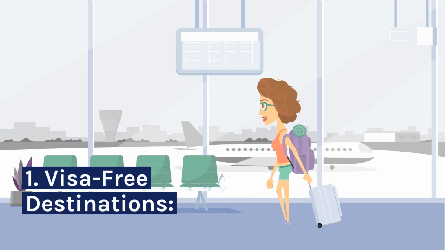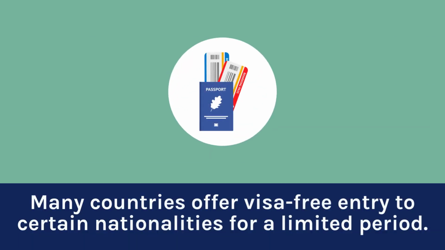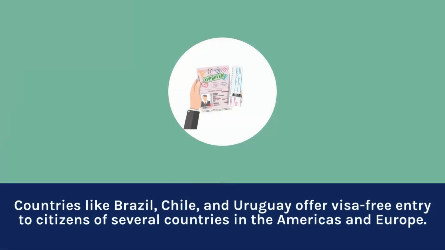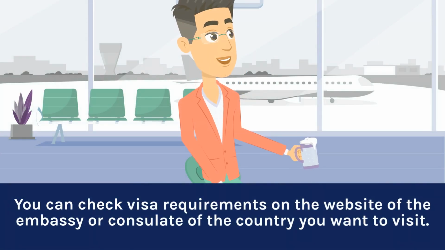1. Visa-free destinations. Many countries offer visa-free entry to certain nationalities for a limited period. For example, citizens of the United States can visit 183 countries without a visa or with a visa on arrival. Countries like Brazil, Chile, and Uruguay offer visa-free entry to citizens of several countries in the Americas and Europe. You can check visa requirements on the website of the embassy or consulate of the country you want to visit.